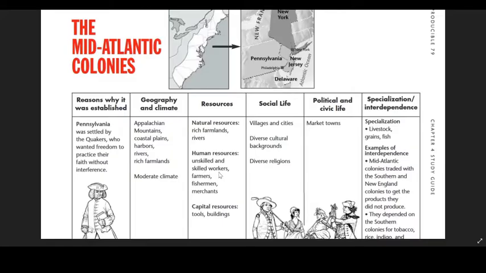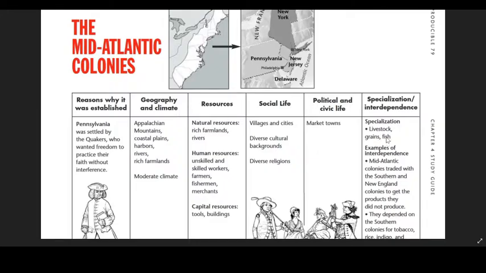They have unskilled and skilled workers, so people were still needed in the cities to build things. But with all the work, a lot of unskilled people could find work, like lifting bags or barrels and loading up ships and so forth. They had farmers, fishermen, merchants. Basically, when you're talking about the Mid-Atlantic, you're talking about food.